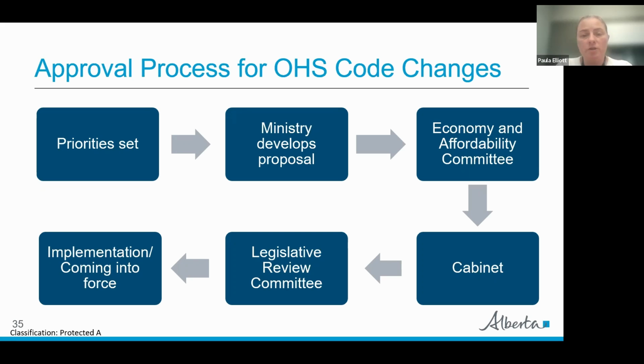In the case of the OHS Code review, it's the Economy and Affordability Committee who reviews the proposal, flags any concerns to be addressed before it goes to Cabinet. I mentioned, unlike the Act, changes to the code don't go through the approval as a bill in the legislature. Cabinet reviews the proposal and provides policy approval. Legislative Review Committee then looks at and provides approval of the actual changes. There can be a little bit of back and forth between these two groups to address any issues that they have.